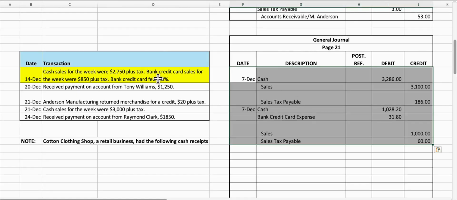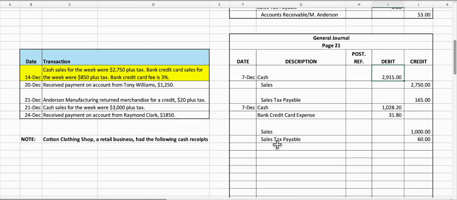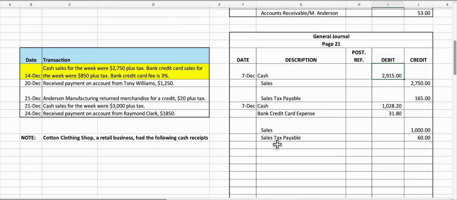Okay, great. So cash sales for the week this time, instead of $3,100, they were $2,750. Now, because we already put the formulas in there, everything else got filled out for us. So it was cash on the debit side, and then sales and sales tax payable on the credit side. Sales were $2,750. Here's the tax, and here's the cash then that gets debited, that gets increased.